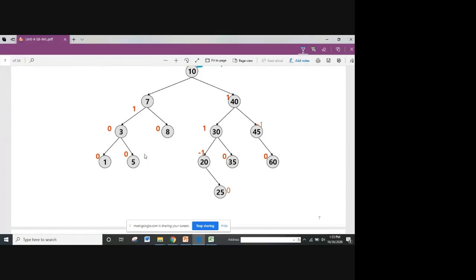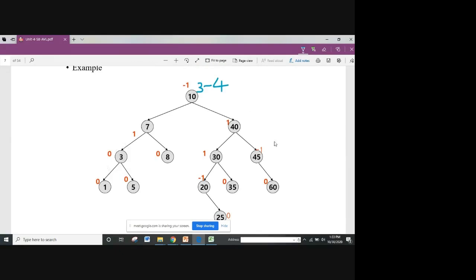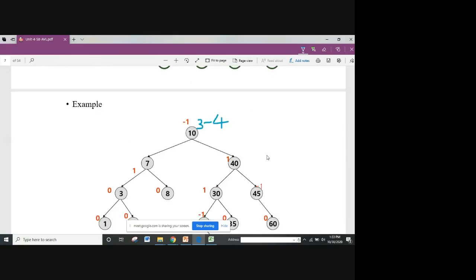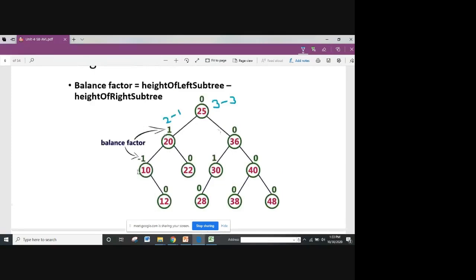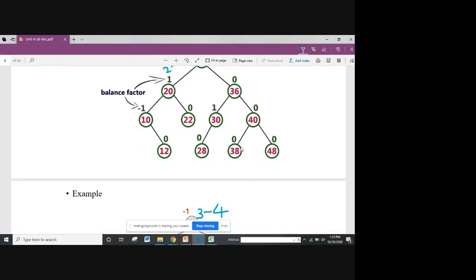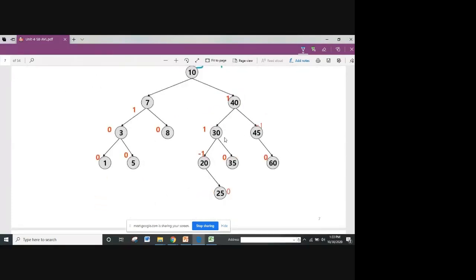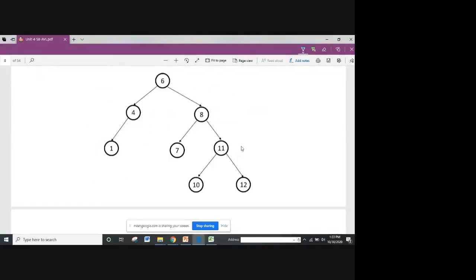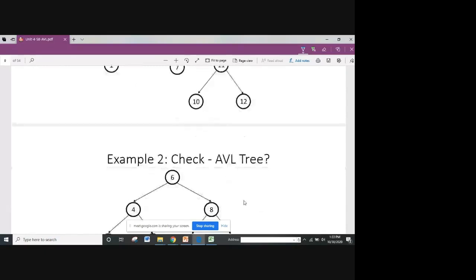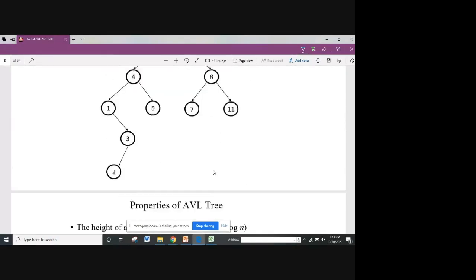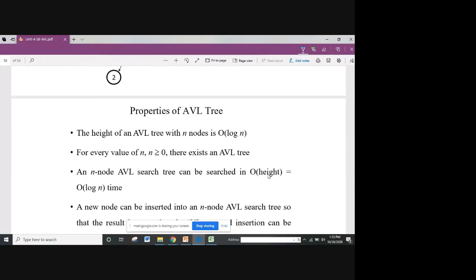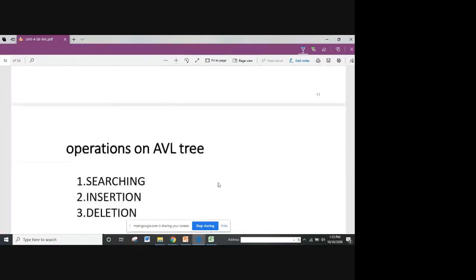When I look into each of the nodes, all are minus 1, 1, 0. So it is a balanced tree. Here also 0, 1, minus 1, all are balanced only. There is nothing like 2 or 3. So these both are balanced trees. This you can check. This is for your exercise purpose. You can check whether it is balanced or unbalanced. And these are the ones which I have explained.